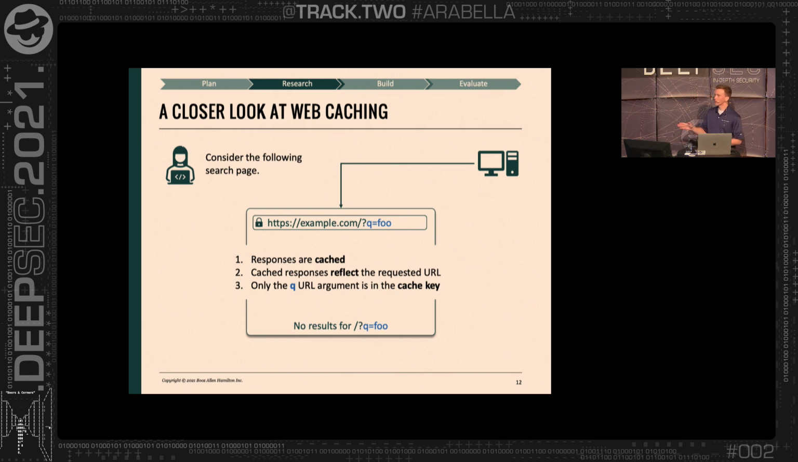One is the responses to this search request are cached, which means if we search for the same thing twice, the second response will come back a lot faster. Second, cached responses reflect the requested URL. So when we send a request for this search and we get a response, it tells us what we searched for, basically. Finally, the cache only cares about the q URL argument. Of course, it only cares about what we searched for. It doesn't care about anything else, and the cache likely ignores it.